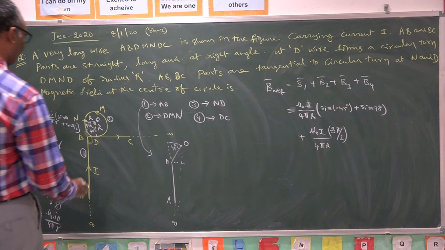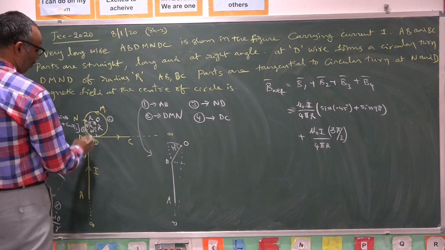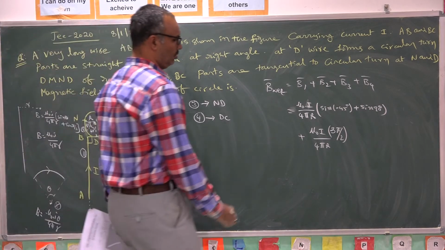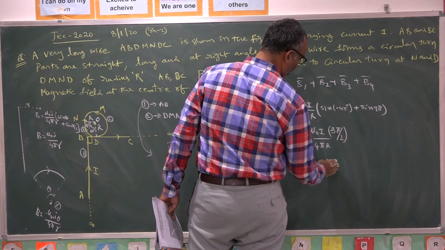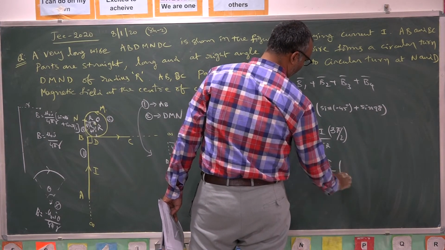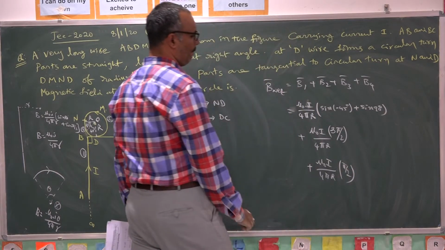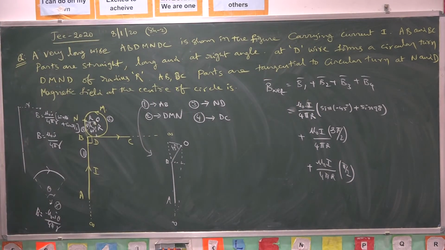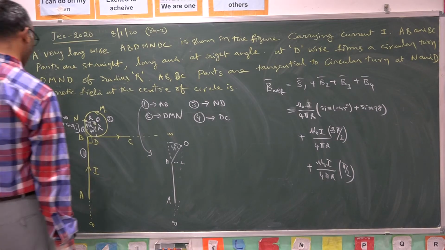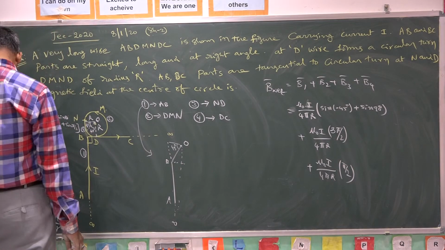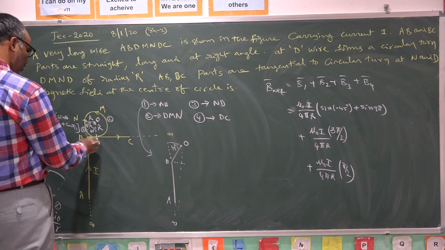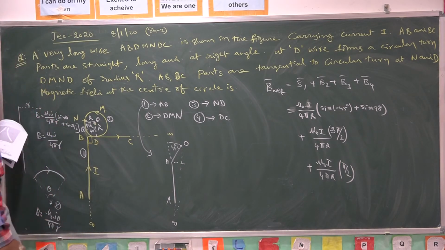Third portion of the conductor, ND, is like this. Here theta is 90. So mu naught I by 4 pi r into pi by 2. Fourth portion of the conductor, if I take the strength of the magnetic field, you can take like this.